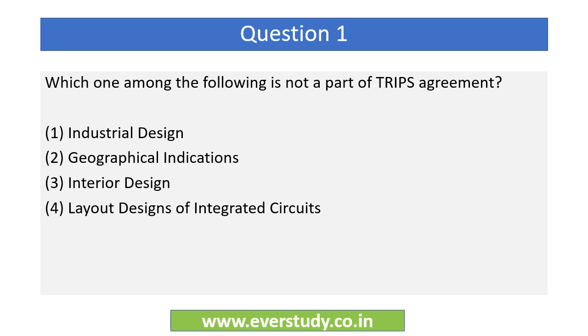So let's start with the first question. Which one among the following is not a part of the TRIPS agreement? Options are industrial design, geographical indications, interior design, layout designs of integrated circuits.